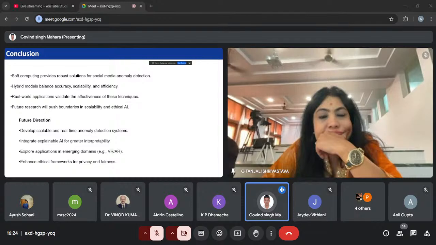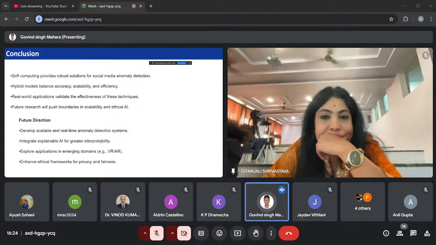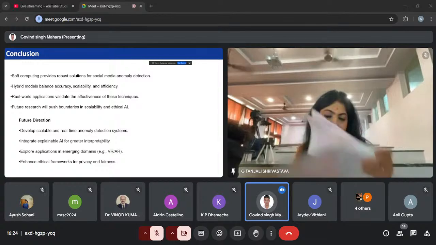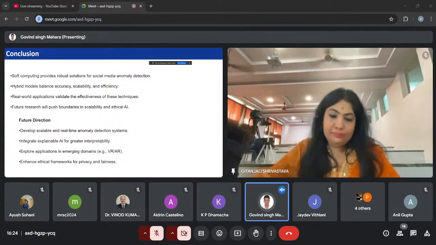Future directions are to develop scalable and real-time anomaly detection systems, integrate explainable AI for interpretability, explore applications in emerging domains where AR and VR are also coming in, and enhance the ethical framework for policy and fairness.